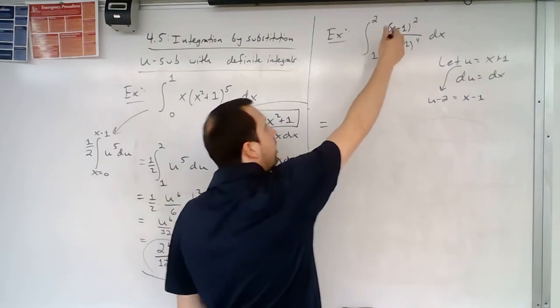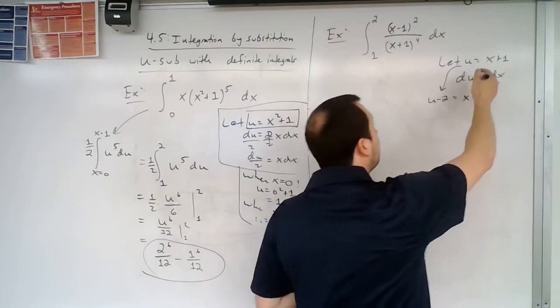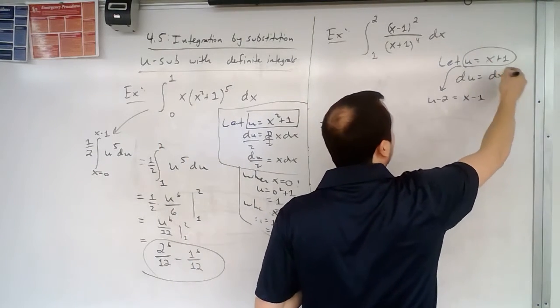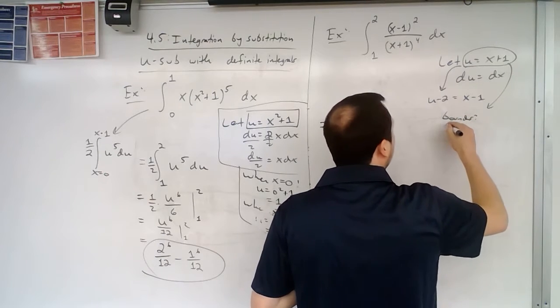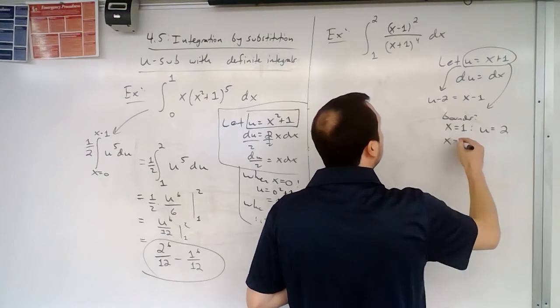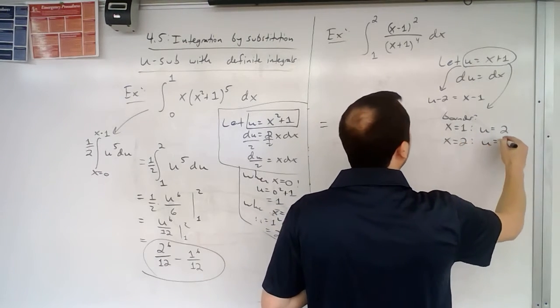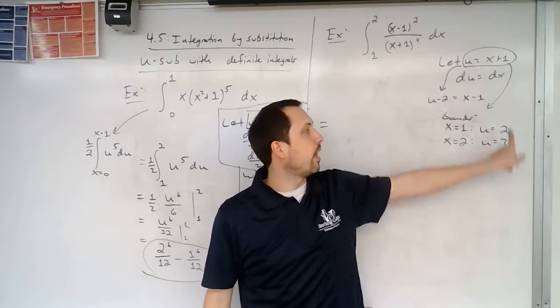Now, when we substitute in, we also have our bounds to worry about. So this is where we can use this to help us get our new bounds. So for our bounds, I have when x is equal to 1, u is equal to 2. And when x is equal to 2, u is equal to 3. So I'm simply plugging in 1 and I get 2. I plug in 2 and I get 3.